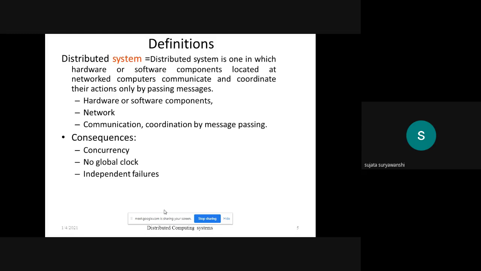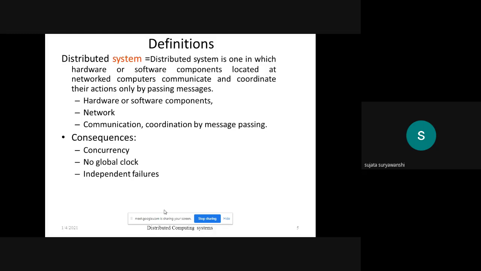Then these are the different consequences that occur in a distributed system. At the end, your system should have concurrency. It should have no global clock, meaning each system has its own local clock. No global clock is there in the distributed system. And the last one is independent failure.